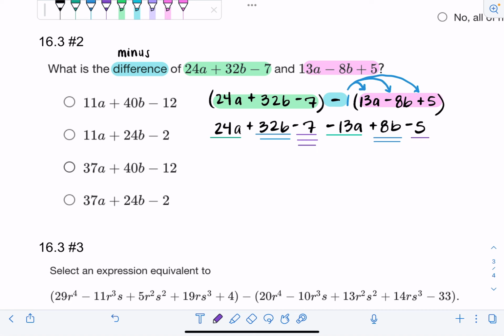So now I combine them by adding or subtracting the coefficients. I would do 24 minus 13, that's 11a. And then 32 plus 8, that's 40b. And then negative 7 and negative 5 together, if I have 7 negatives and I combine it with 5 more negatives, then altogether I have 12 negatives, and that was just the constant, so there was no variable. So on mine, the answer is the first one, 11a plus 40b minus 12.